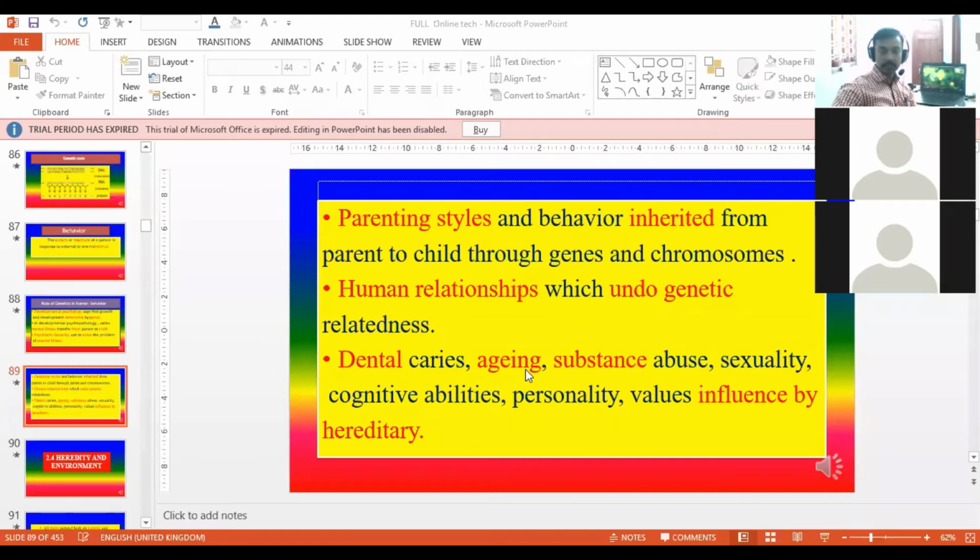Then substance abuse and some disorders: if parents use alcohol, the children may also abuse alcohol and other substances. Sexuality, sexual behaviors, cognitive abilities: thinking, learning, knowing. Then personality, the character, how to walk and talk, is determined by genetic code and influenced by heredity.